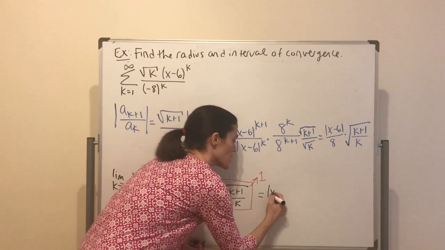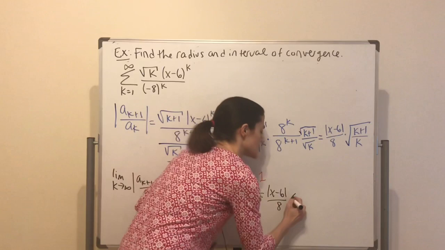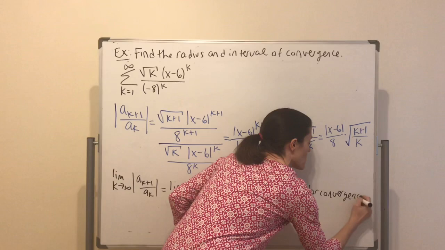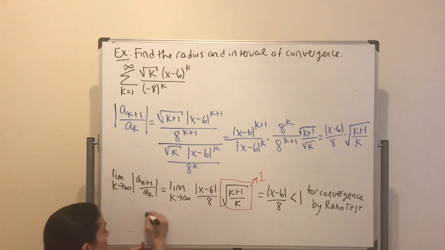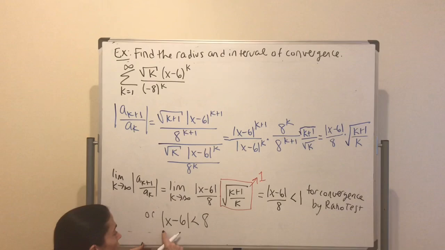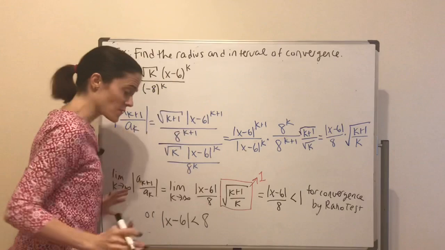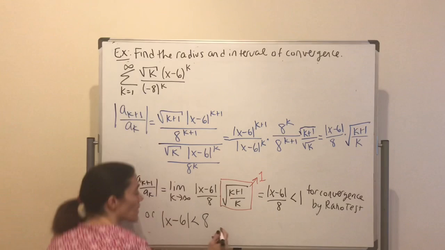By the ratio test, I need this less than 1 for convergence. Then we multiply through by 8. So another way to say this is the absolute value of x minus 6 is less than 8. We have found, this was the third part in what can possibly happen, the absolute value of x minus 6 less than some capital R for convergence. Capital R equals 8.